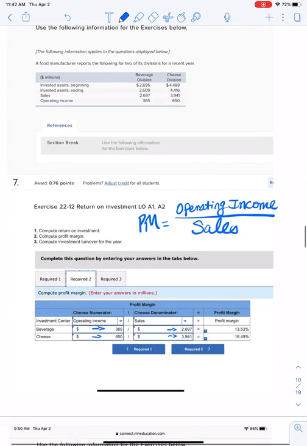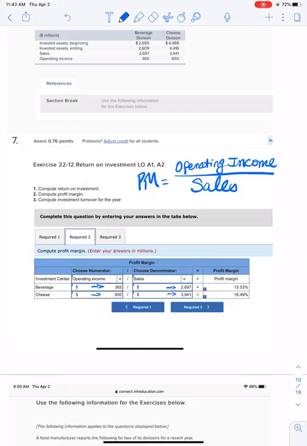But here in profit margin, operating income and sales are both on the income statement. So there's no reason to make any kind of adjustment here, and we can just take straight division. Now, certain formulas are going to twist that just a little bit, so it's not a perfect rule, but the general rule is, if you're comparing income statement and balance sheet items, you typically have to take an average of that balance sheet item.